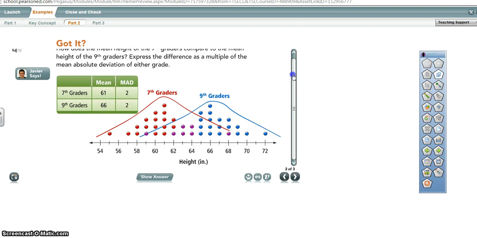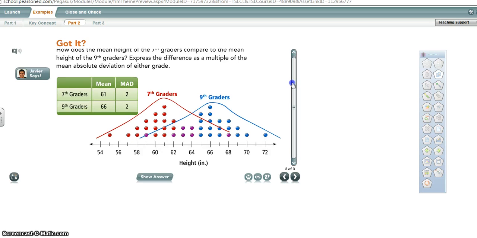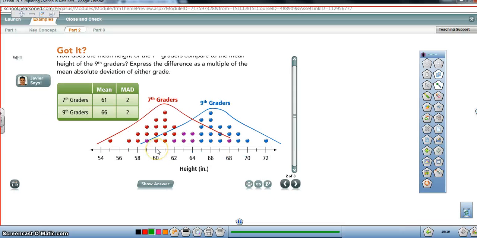All right, here's one for us to try. How does the mean height of the seventh graders compare to the mean height of the ninth graders? So now we're also looking at ninth graders. We are told their mean, and again, they have the same mean absolute deviation. So we want to express the difference as a multiple of the mean absolute deviation. Okay, so the mean of the seventh graders is 61. And the mean of the ninth graders is 66. The mean absolute deviation for both groups is 2.